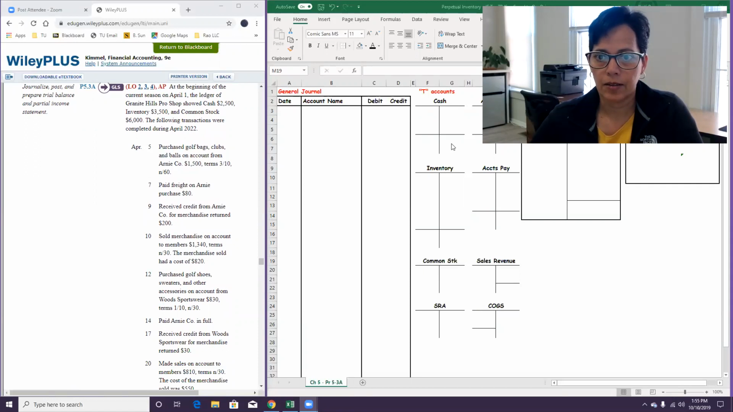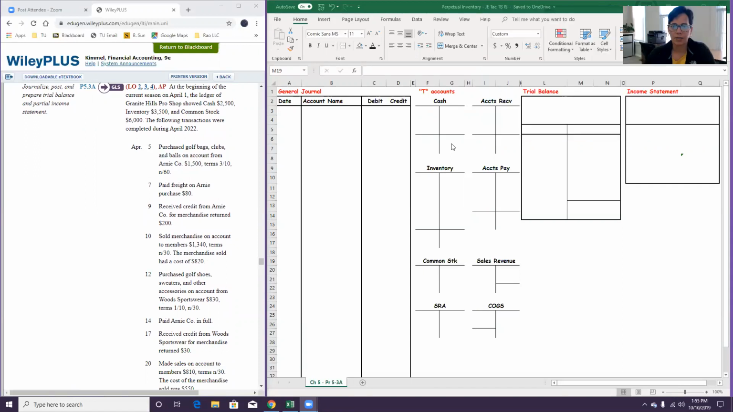So again, let me minimize the screen there. So we have cash with a beginning balance of 2,500. So I have these accounts already set up, and that's based on the information that was given to me earlier. I've set up a shell for my journal entries, the general ledger, the T accounts, trial balance, and income statement. So let me first start with the T accounts.